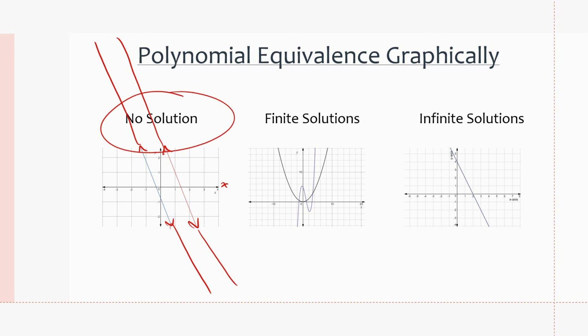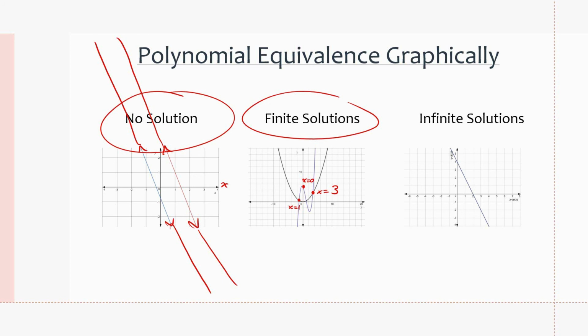Two graphs with finite solutions, right here, will have various x values that correspond to the same common y value. So we can see here that these two graphs have a common y value. Let's say this is x equals 1, common y value at x equals 0, and common y value at x equals, looks like 3, right?